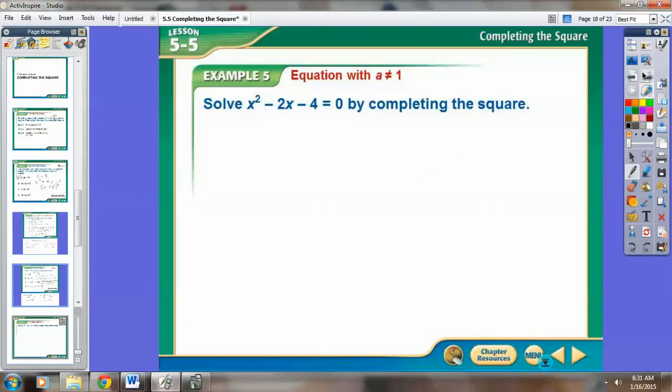Let's look at another one here. How about this one? We have x squared minus 2x minus 4 equals 0. Is this a perfect square trinomial? It's not. So I'm unable to complete the square. So let's add 4 to the other side.